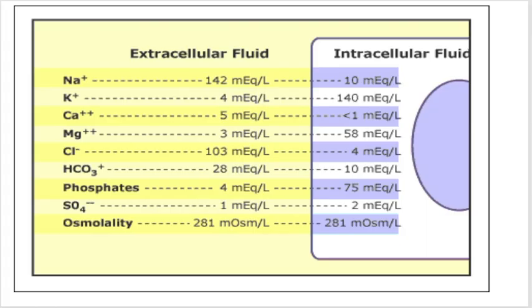So here is the breakdown of your cations and anions related to extracellular fluid versus intracellular, and you can see that they do balance out, and then they create a 281, and that is then your equal osmolality.